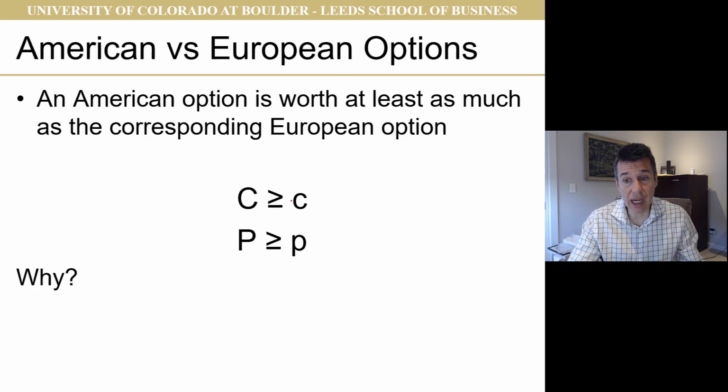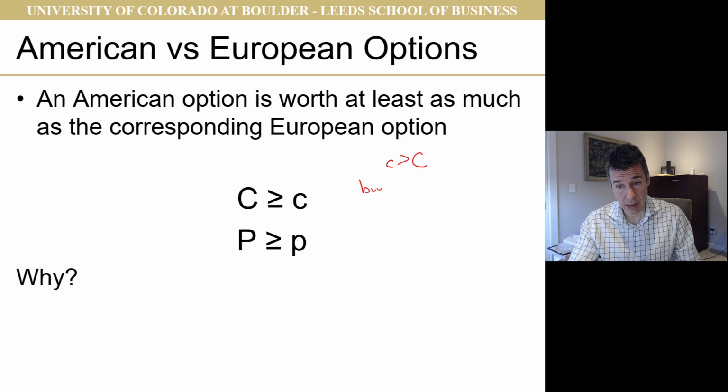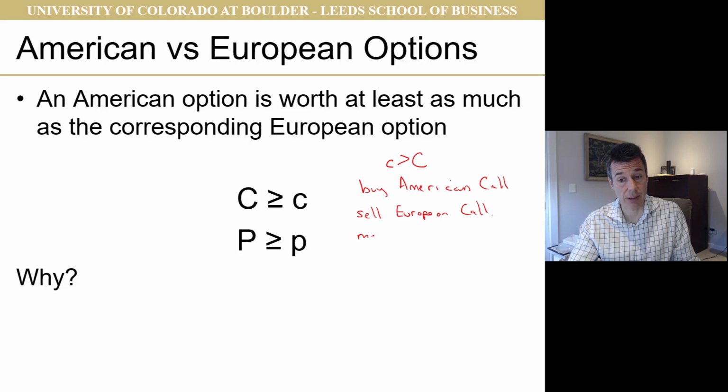So imagine for a second, and generally we can do this, let's say this did not hold. So we had the European call strictly worth more than the American call. Well, generally with arbitrage, you buy the thing that's cheap and sell the thing that's expensive. So we're going to buy the American call option and sell the European call option. Because the European call option in this instance is worth more than the American call option, we make money up front.